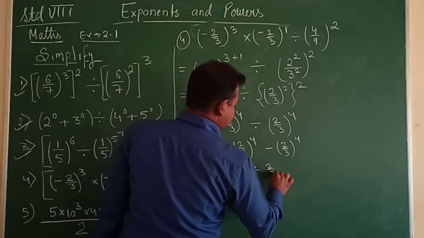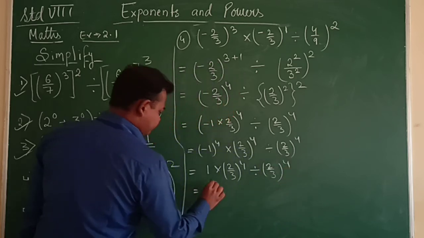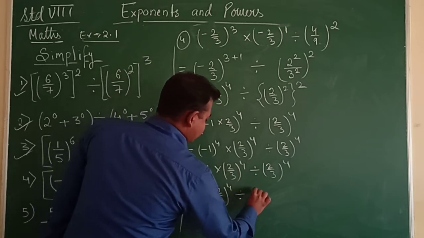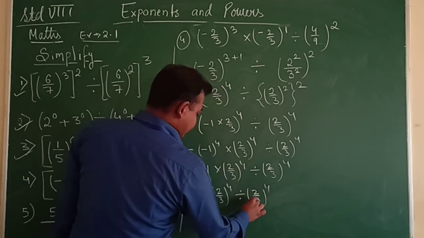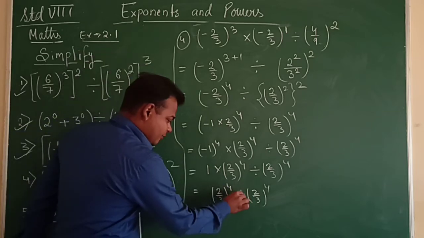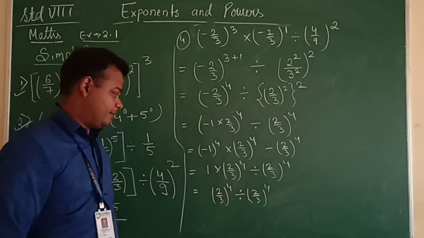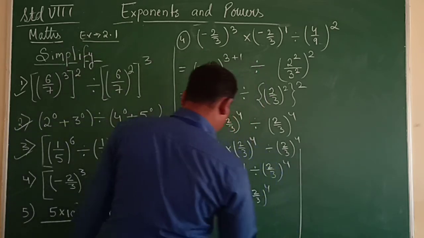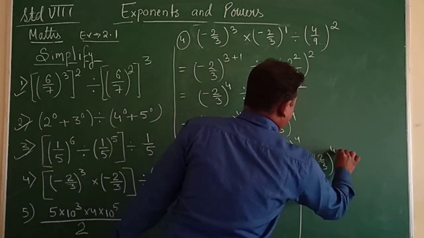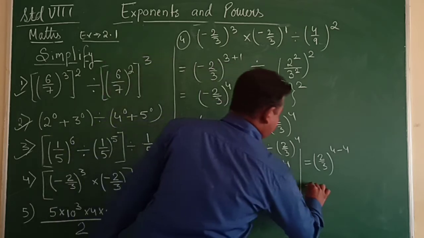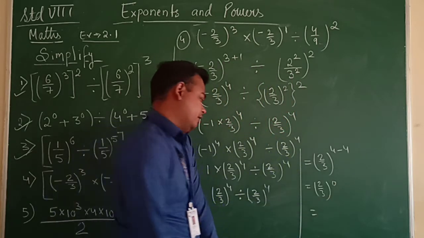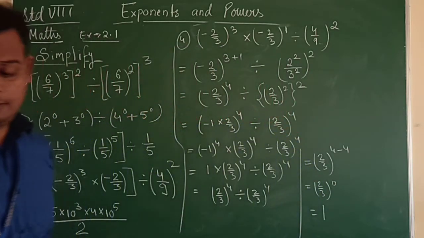Divided by (2/3) to the power 4. Now this side, 1 multiplied by this, that is (2/3) whole to the power 4 divided by (2/3) whole to the power 4. Again you can see here the base is the same, that is 2/3, 2/3. The base is the same and it is in the form of division, so the power will be subtracted. So it will be 2/3 to the power 4 minus 4, which is equal to (2/3) to the power 0, and we know that anything to the power 0 is equal to 1. So this is the answer, 1.